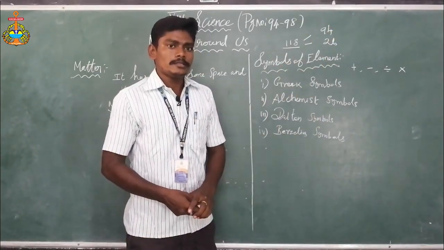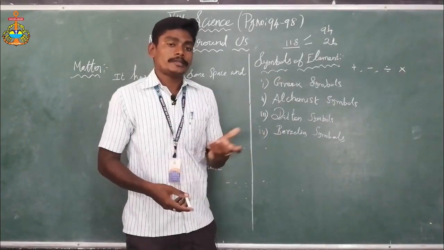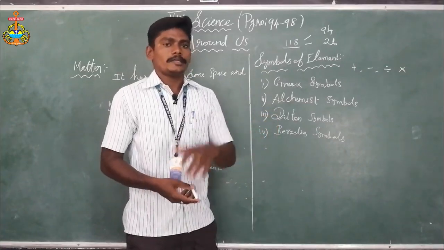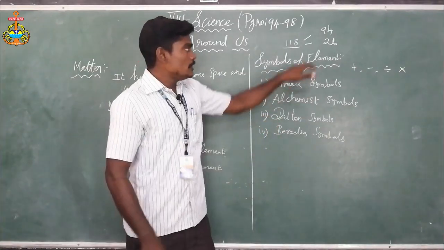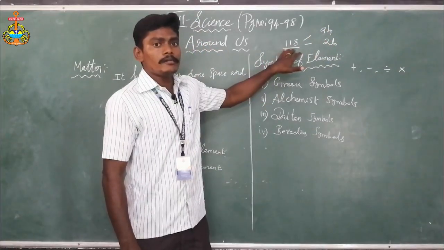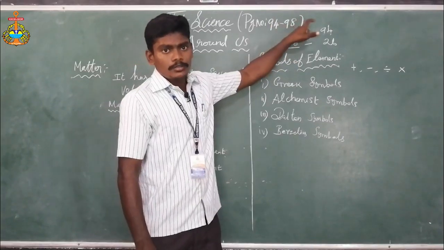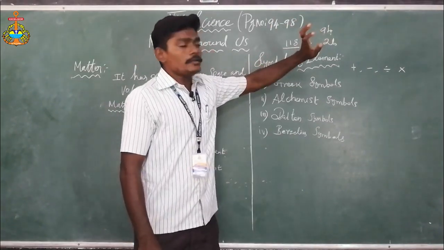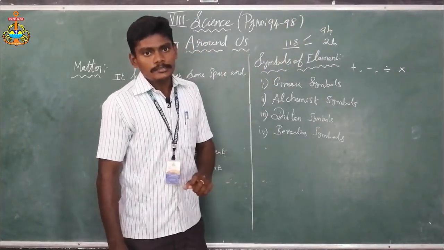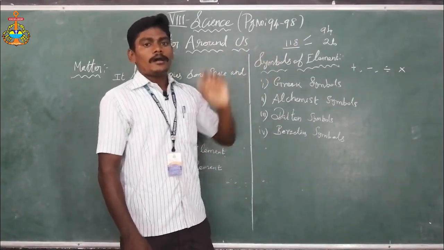Artificially means they can only be used in laboratories for chemistry, physics and science. How many elements do we have? 118. These 118 elements are classified into two. What are they? 94 and 26. The 94 are called natural elements, and the remaining 26 are called artificial elements.